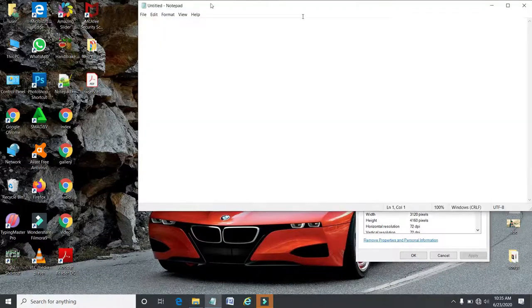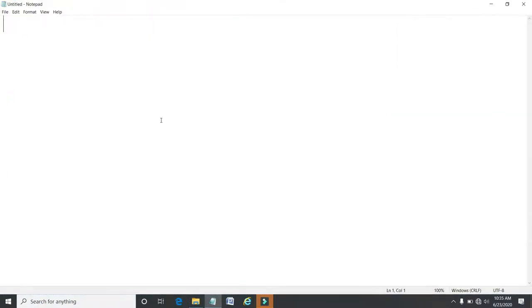I want to open Notepad. Now to find a megapixel, the formula is width times height divided by M. Width multiplied by height divided by mega.